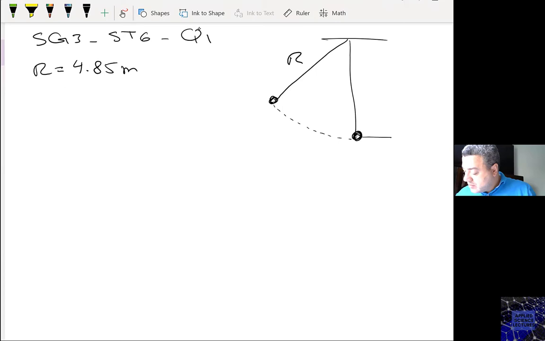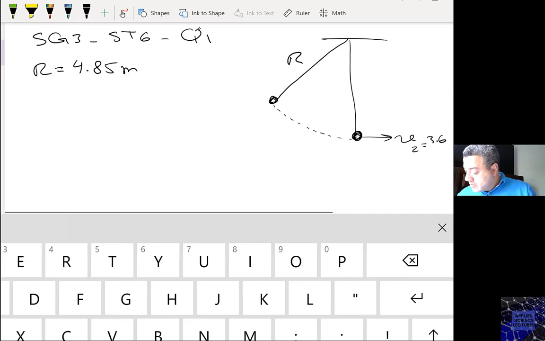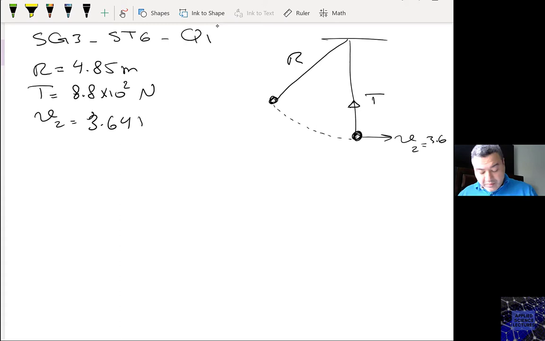V2 is 3.6 meter per second. The tension in the rope is 8.8 × 10^2 newton. So we have here V2, 3.64 meter per second. What is the mass of this person? We want the mass.